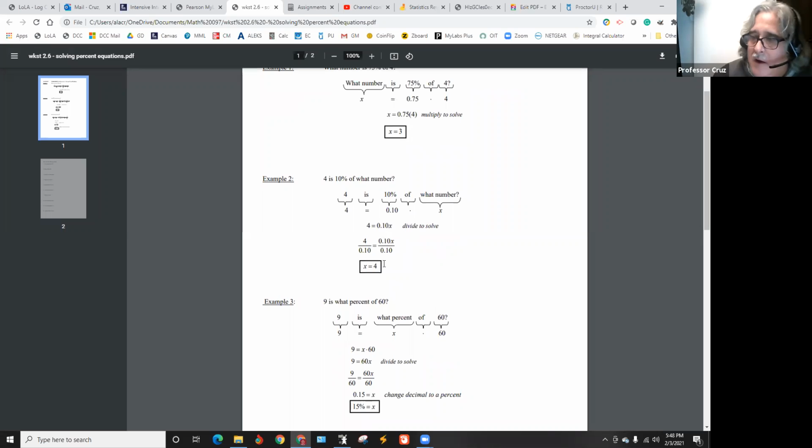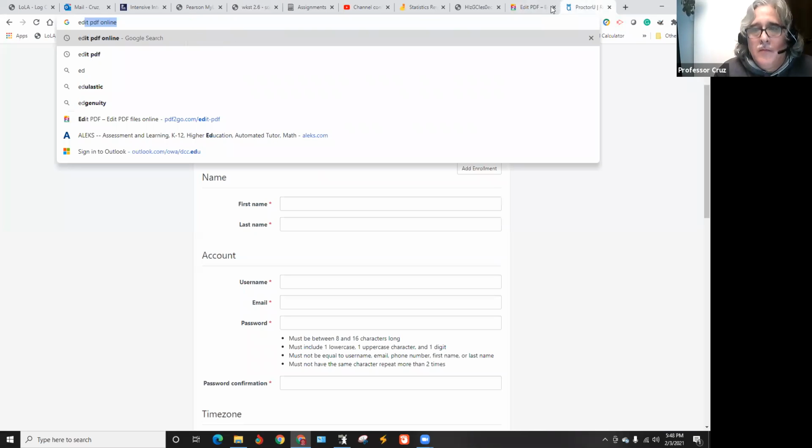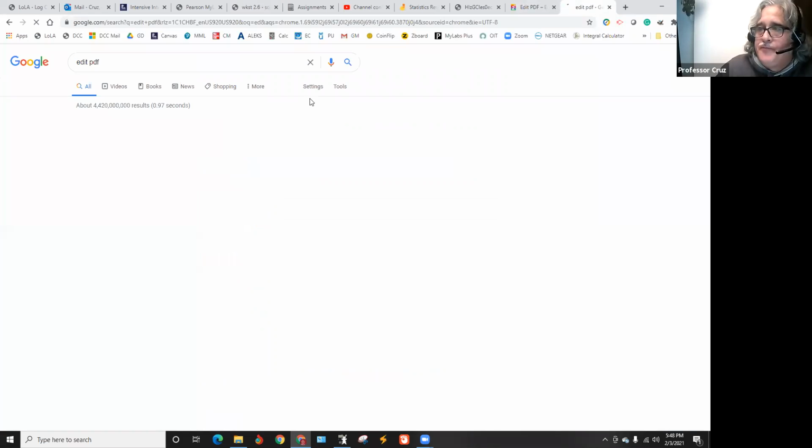Okay, so dividing both sides by 0.1. That gives us 4. And oh, this is wrong, by the way. I just noticed this. I'm going to put it over here so I can fix it.